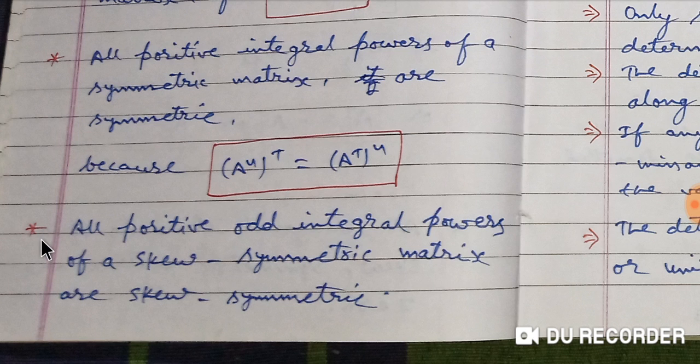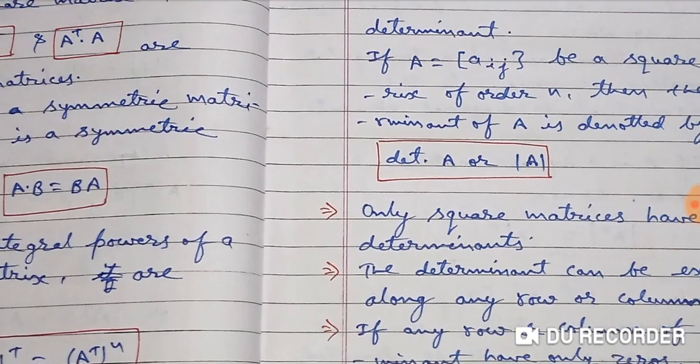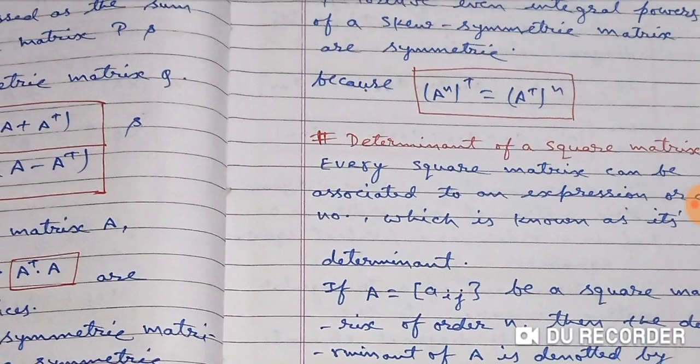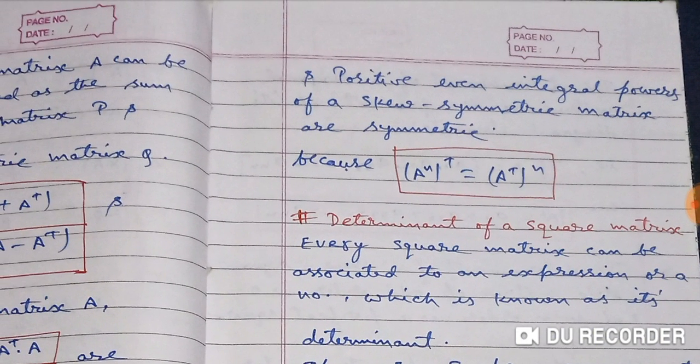Okay, and now another property: all positive odd integral powers of a skew symmetric matrix are skew symmetric. If A is skew symmetric, then all positive odd integral powers of this matrix will be skew symmetric. These are some properties you have to remember and apply in your questions. Now coming to the next point, the positive even integral powers of a skew symmetric matrix are symmetric. If A is a skew symmetric matrix, then all the positive even integral powers of A will be symmetric matrices.